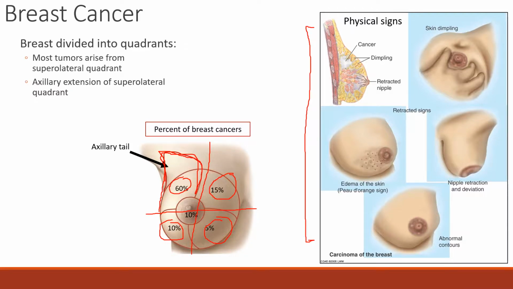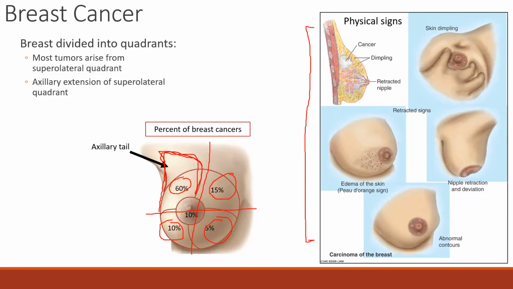And so this superolateral quadrant is where most breast cancers arise. I don't know if there's anything specific about that region or if it's just because it is the largest of the regions. But basically, you'll want to note these percentages just as breast cancer risk awareness metrics. The other thing to mention here is, oh, right, the physical signs.